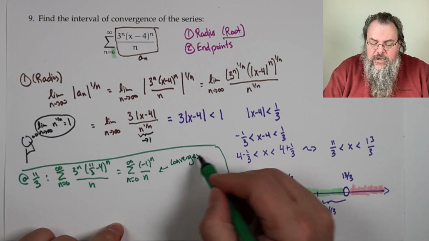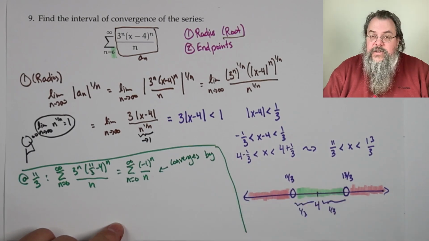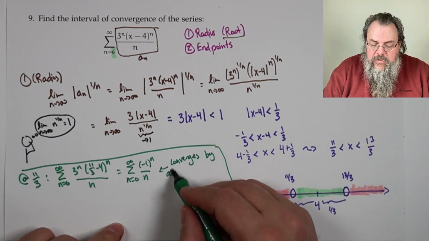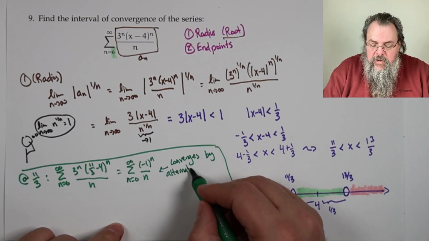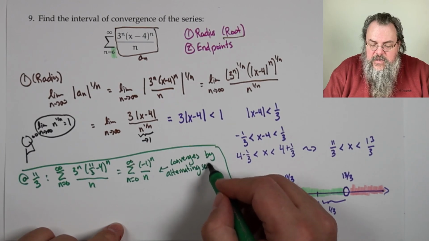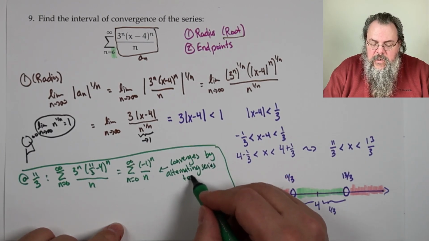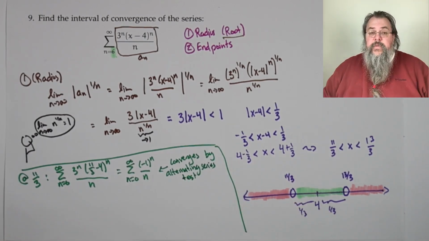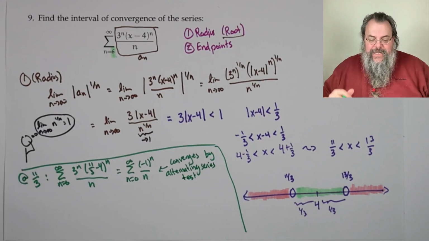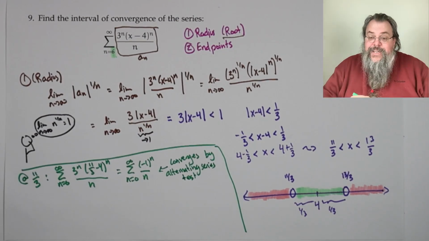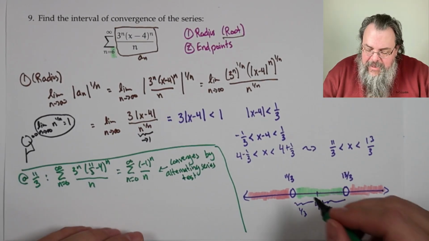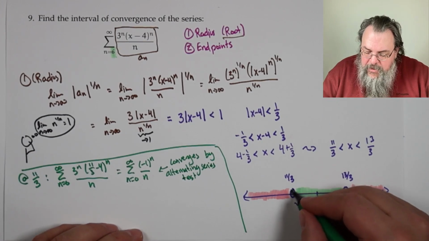And we want to include a brief justification: by alternating series test. So it's not just enough to say it converges, throw in a reason why. Make sure you include that justification. Okay, so what does that tell us? That says, hey, 11 thirds, you are in.